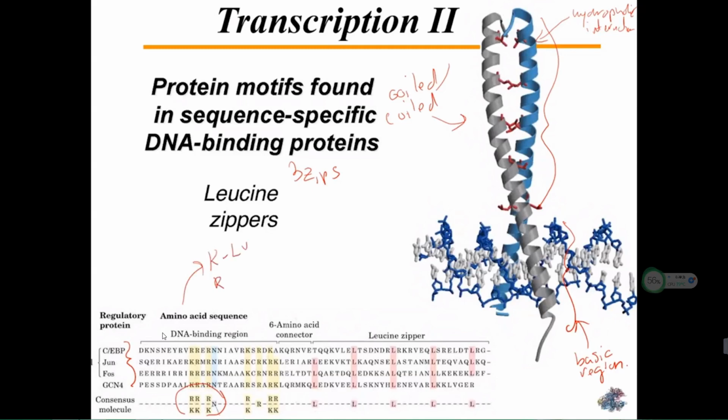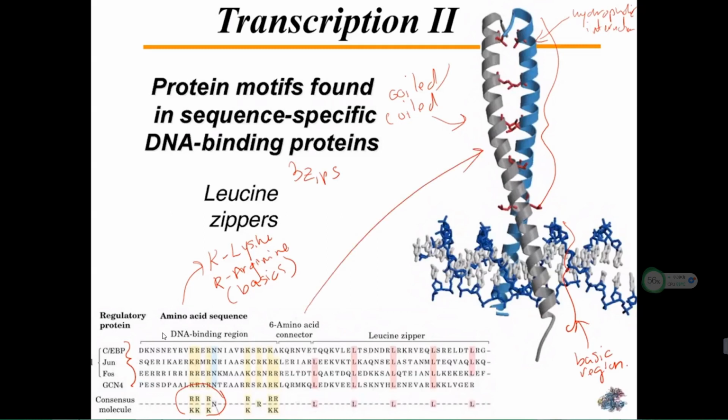Okay, so the proteins that interact with the DNA, or the DNA binding regions, consist of basic amino acid residues. So this is why they're called B-zips. These are the basic ones. This region is then connected to the long strand that's depicted up here through a 6 amino acid connector region. And then finally, the long strand that we see here is called the leucine zipper.